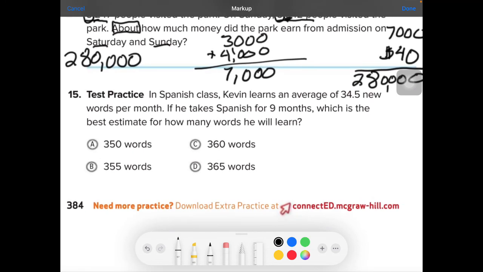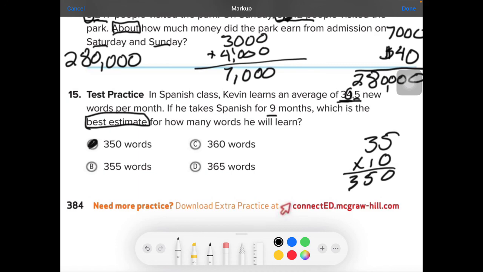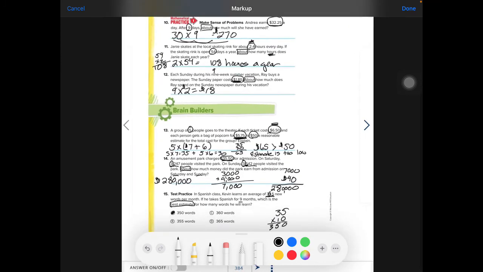Number 15, in Spanish class, Kevin earns an average of 34.5 new words a month. If he takes Spanish for 9 months, which is the best estimate for how many words he will learn? Okay, let's look at 34.5. This is our target. That's going to bump it up, so we're going to say it's about 35. Now, you could do 35 times 9, but that'd be a little tricky. So I'm going to just do 35 times 10 and see if my answer's there. And 35 times 10 is 350. Do you see that answer anywhere? Yep. Okay, sounds like a plan.